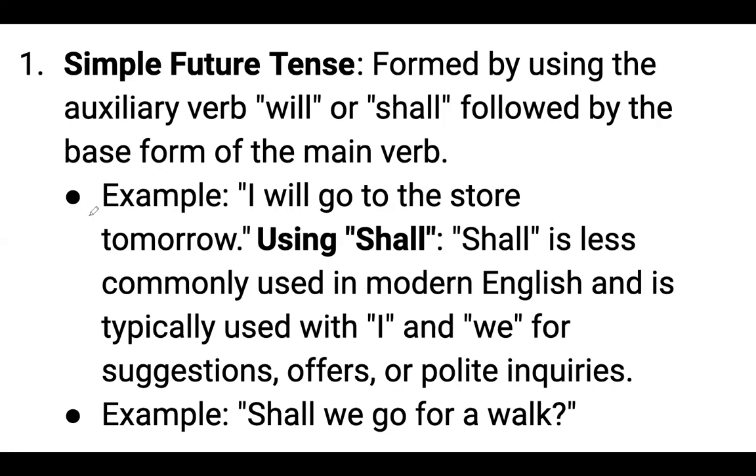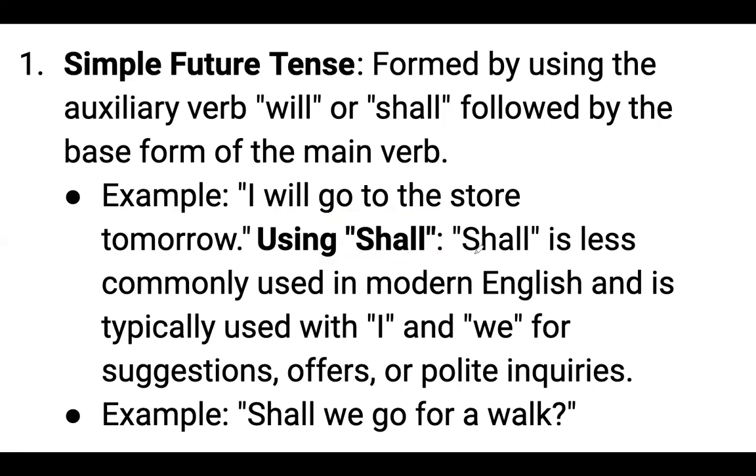Right. Let's look into the example. I will go to the store tomorrow. Right. I will go to the store tomorrow. So what do we find out? Will and go both are used. Will is an auxiliary and go is the base form. So what are we using for that?